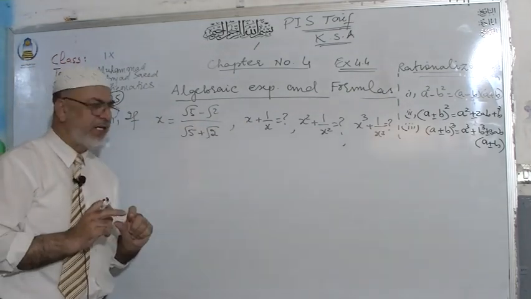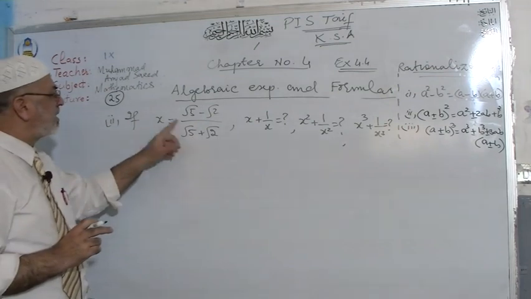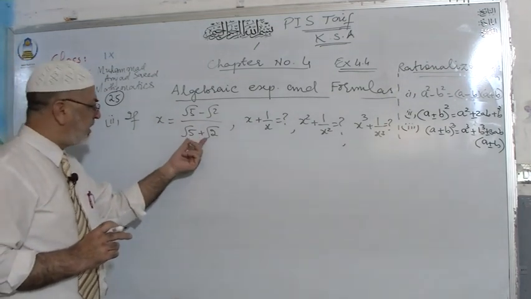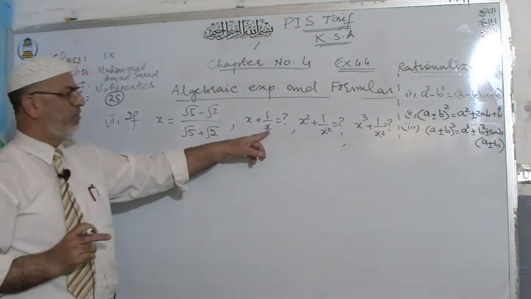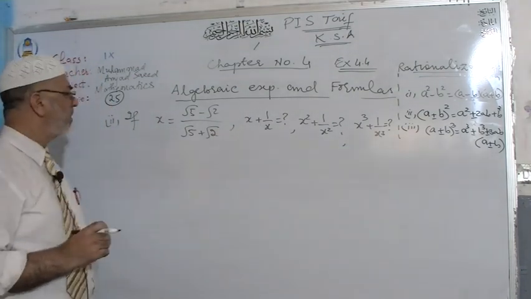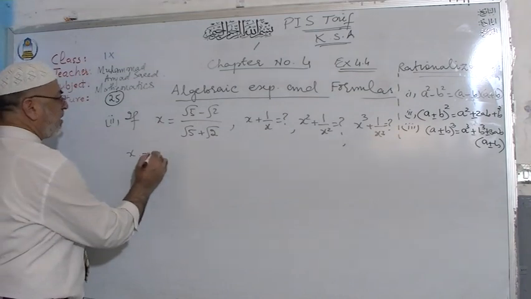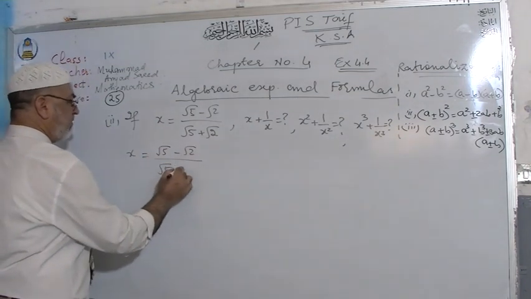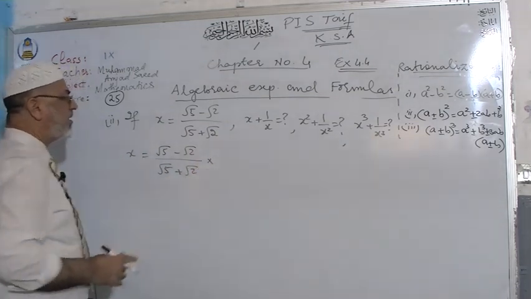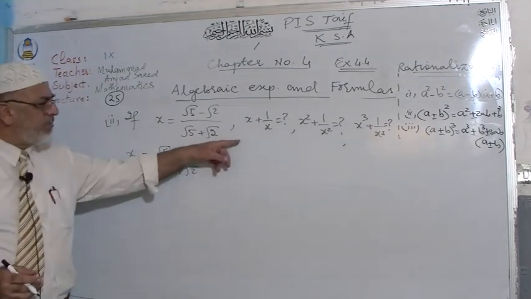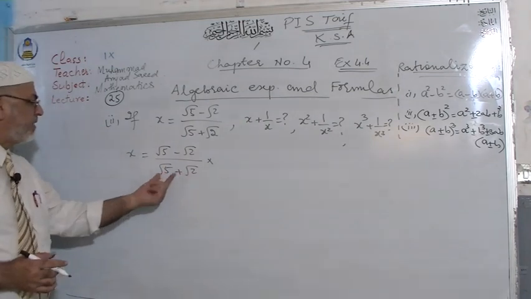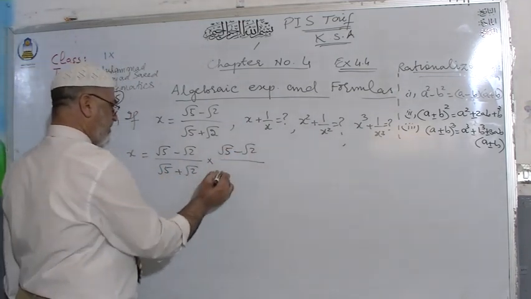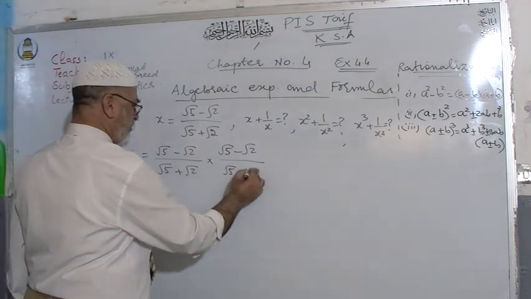I am repeating, I am solving this x for rationalization, and then I will find the value of 1 over x. So x is equal to root 5 minus root 2 over root 5 plus root 2, multiplying above and below by the conjugate of the denominator, root 5 minus root 2 and root 5 minus root 2.